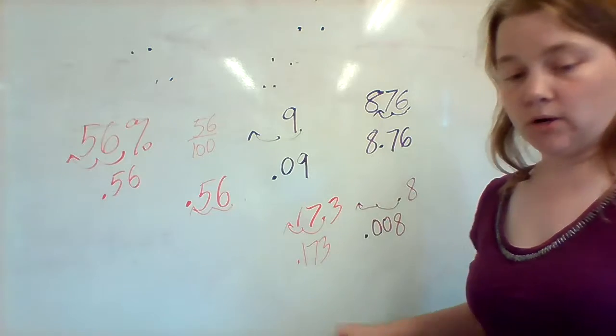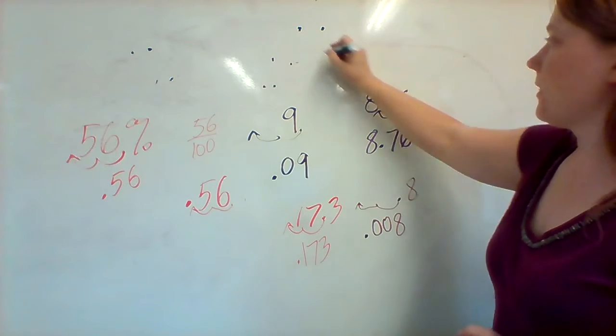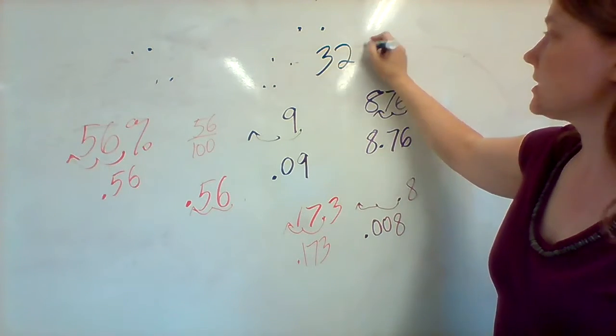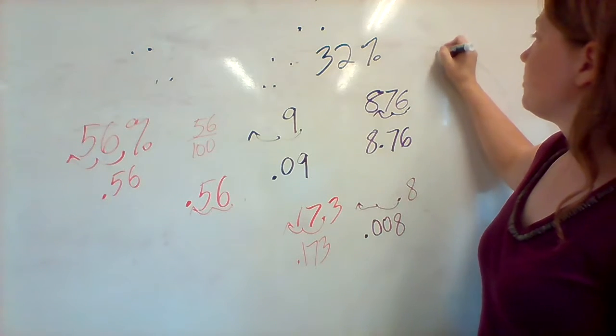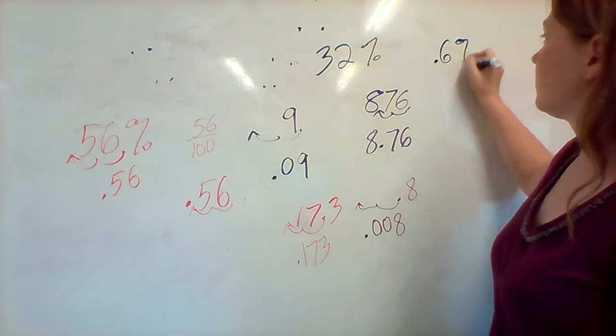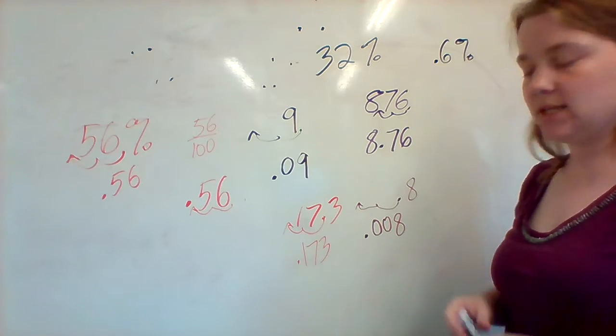On your form, you're going to be asked to convert 32% and to convert 0.6% into decimals.